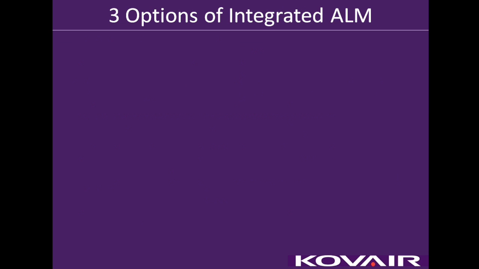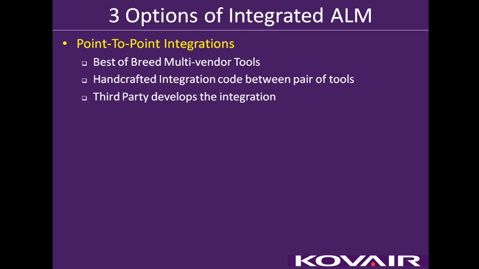The next question is, how do you do the integration? And here are the three most popular ways of achieving integration. The first is point-to-point integration. As a matter of fact, most of the vendors offer you this kind of integration. And this is the most basic and simplest in terms of the architecture.